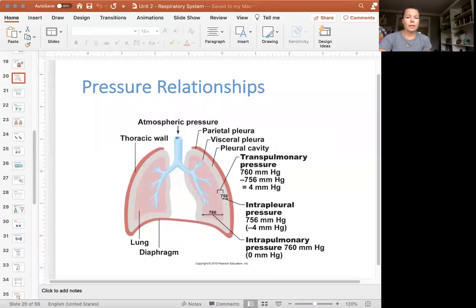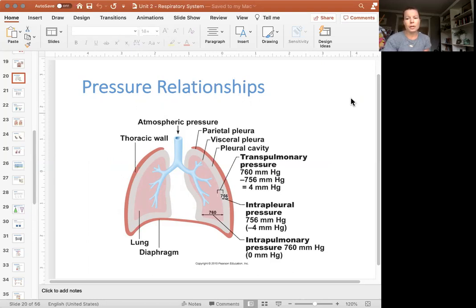This mini lecture is going to cover the mechanics of breathing. The term pulmonary ventilation refers to breathing, which consists of two different phases. The first is inhalation, also known as inspiration, and the second is exhalation, also called expiration. Before I can really explain what happens during breathing, it's best to first understand some of the different pressures that exist both inside and outside of the lungs.